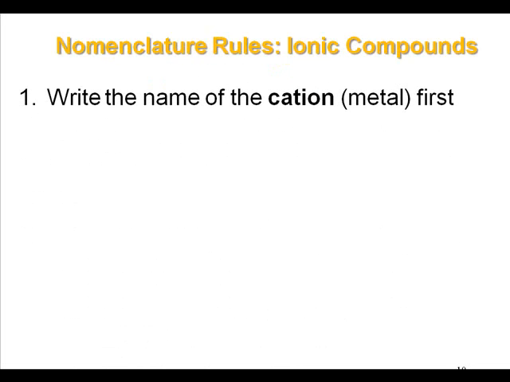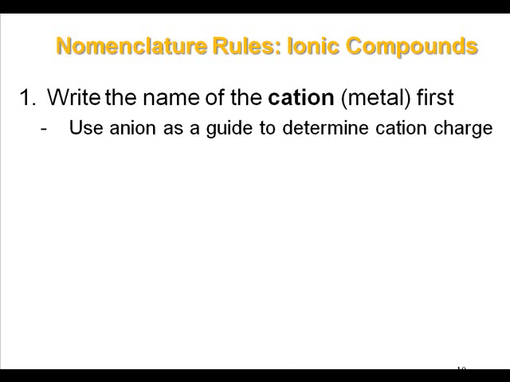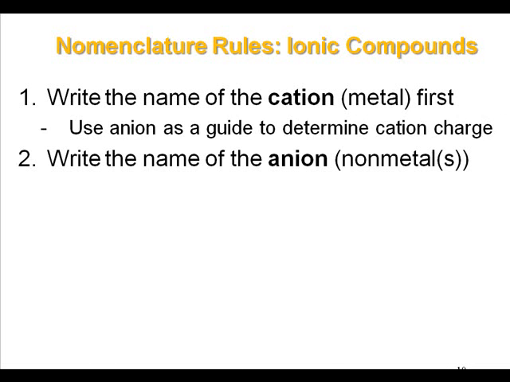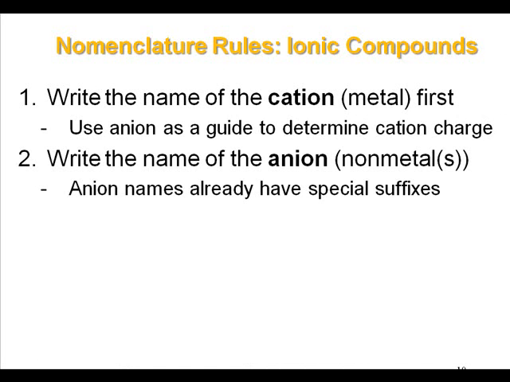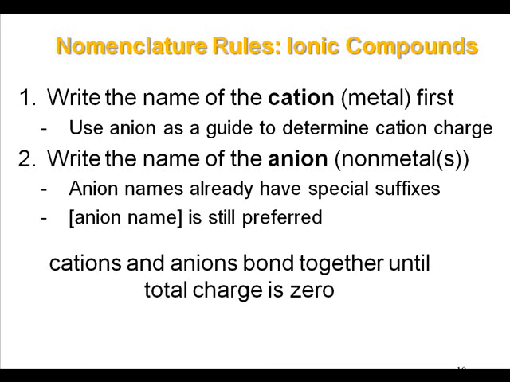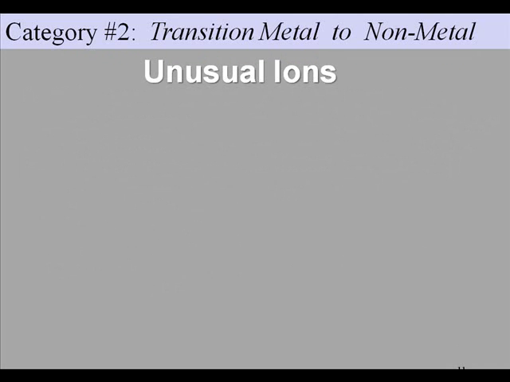Now, as we just saw, you want to write the name of the cation or metal first. You will use the needed charges to balance that out. And then you write the names of the anions or nonmetals. And again, you will change the name of that ion to indicate it. And finally, when you put them together, the overall charge has to be 0.